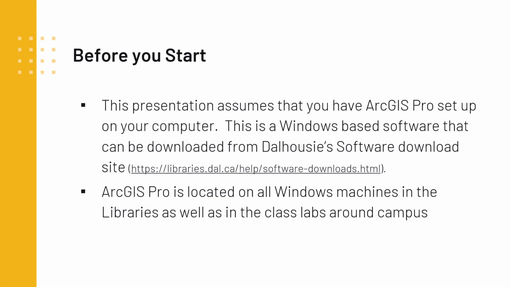Before you start, this presentation assumes that you have ArcGIS Pro set up on your computer. This is a Windows-based software that can be downloaded from Dalhousie's software download site. Note, the version that we're using in this presentation is going to be 3.5.1. If you don't have ArcGIS Pro loaded on your machine, it is also available on all the Windows machines in the library, as well as various classroom labs around the campus.